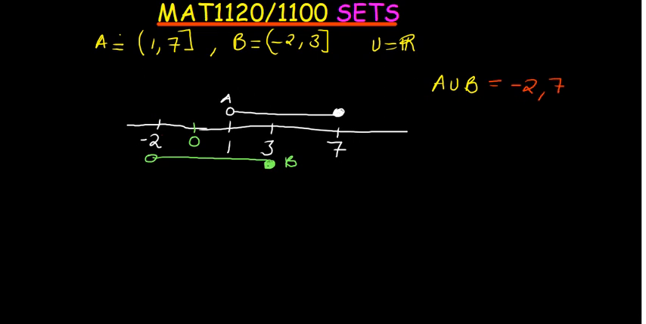And remember, negative 2 is not included in the set B. So we're going to put open here. And then 7 is included in the set A. So we're going to put closed there. You are only interested whether it is going to be found in one set or the other. So that is the union of these two sets. So is it making sense?